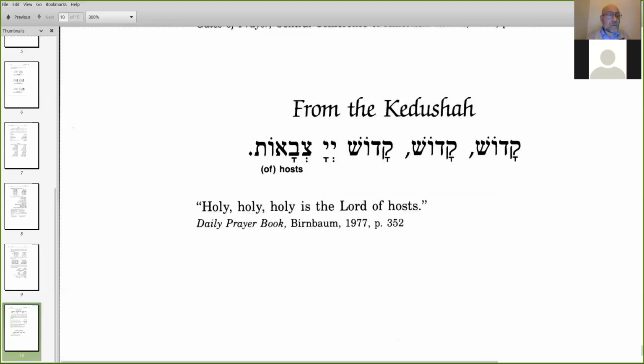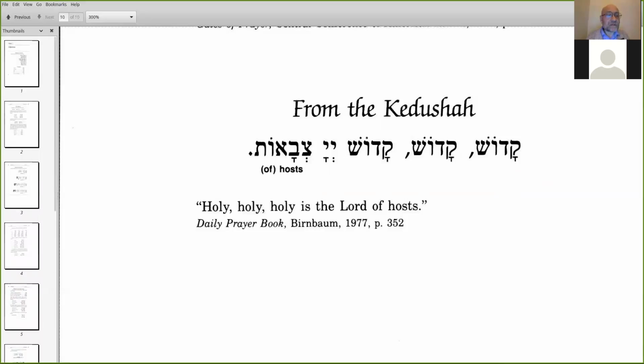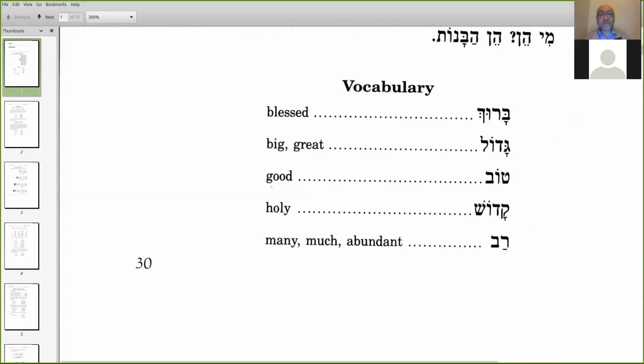Okay, so let's now go back and just take a real quick gander at our vocabulary, as I like to do at the beginning of these chapters. And we'll just go over these really quick again to remind us of what these adjective words are that we're dealing with. So we have Baruch for blessed, Gadol for big or great. We have Tov, we have Kadosh, and we have Rav.